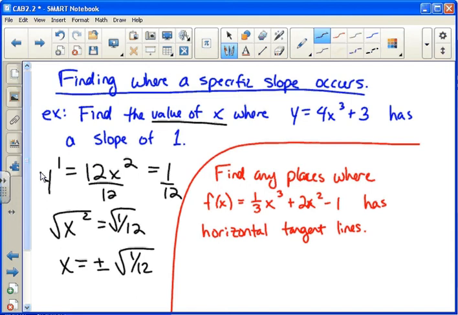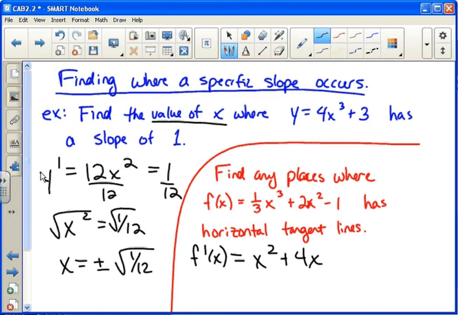Okay, now let's just look at the red one. It says find any places where f of x equals 1/3 x cubed plus 2x squared minus 1 has horizontal tangent lines. Okay, so we got to think here. If we have a horizontal tangent line, then that would mean that the slope would be 0, because horizontal lines always have a slope of 0. And if the slope is 0, that would mean our derivative is also 0. So we simply take the derivative, and we get x squared, 3 times 1/3 is 1, 3 minus 1 is 2, plus 4x, and then the 1 just goes away.